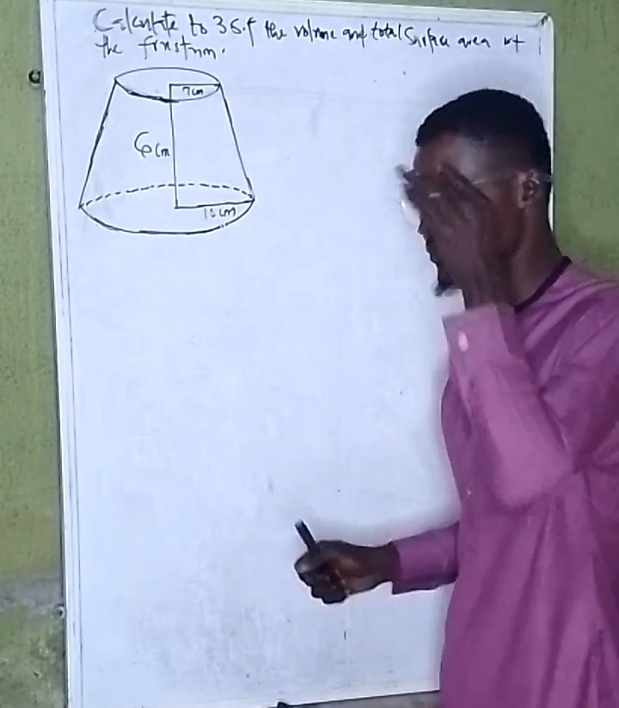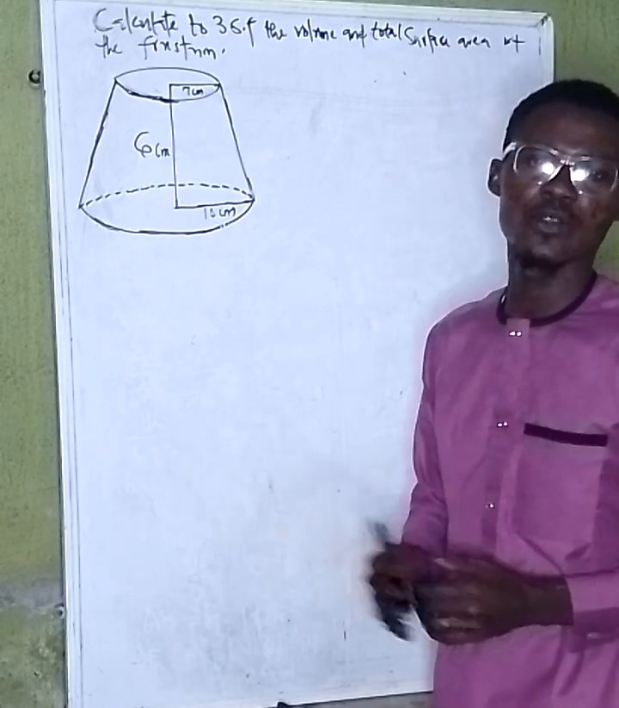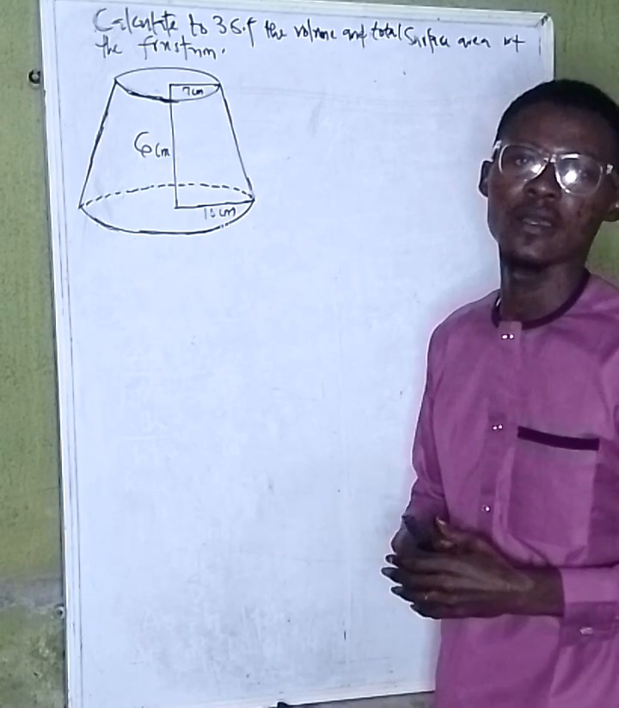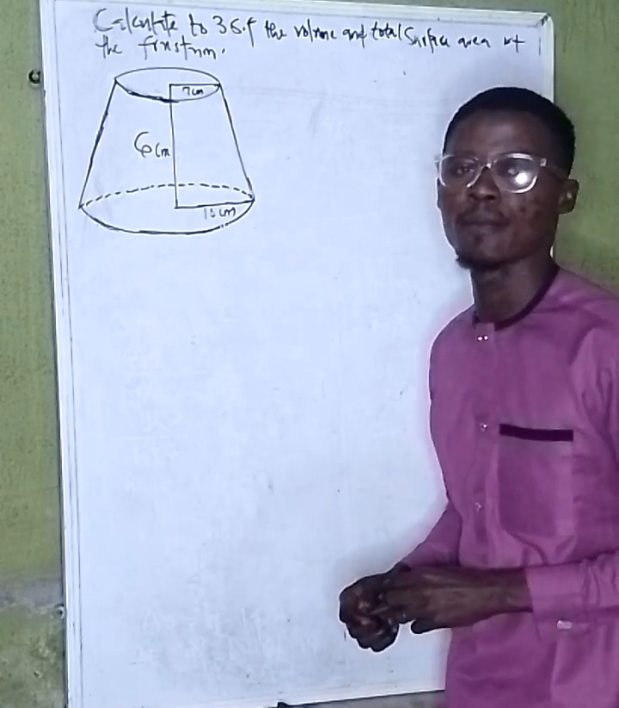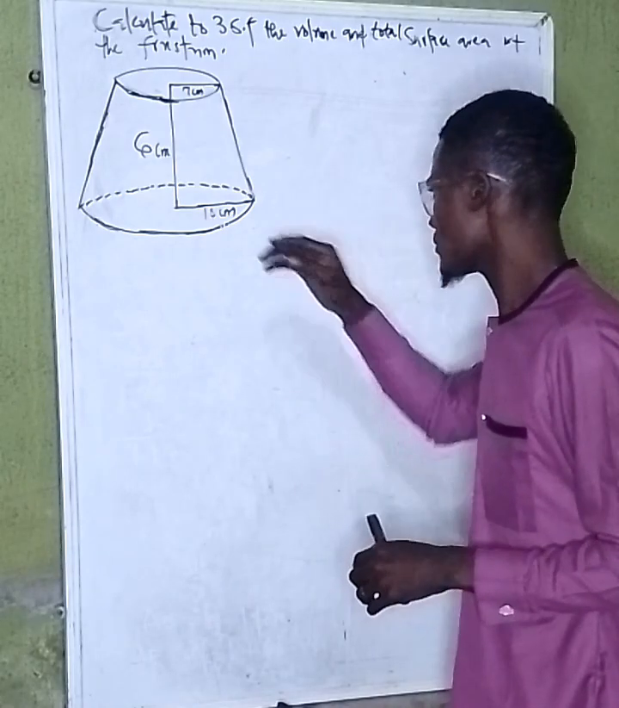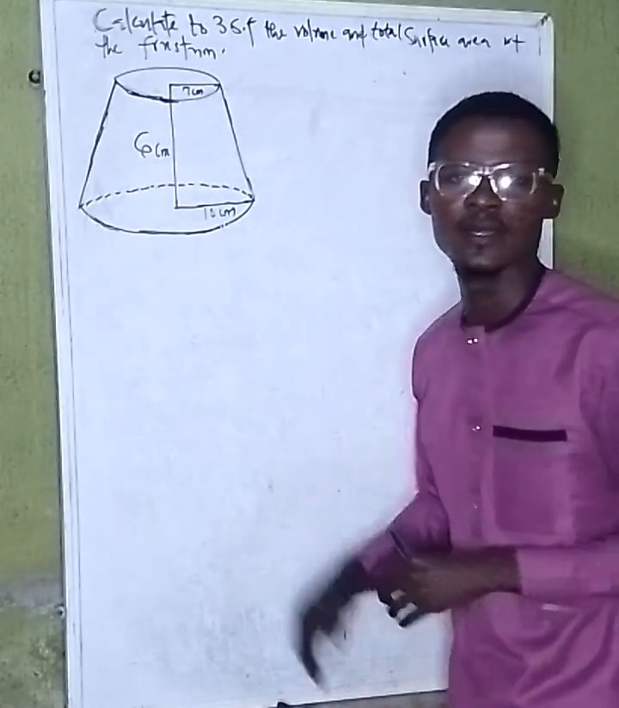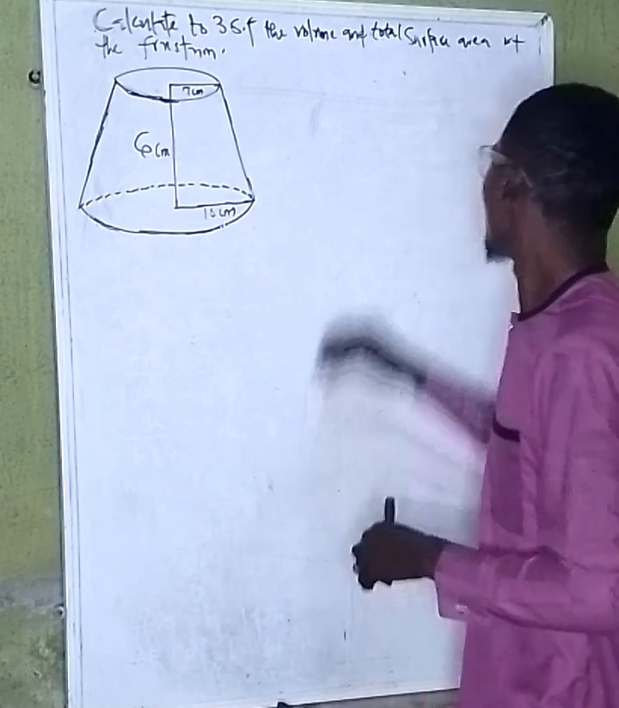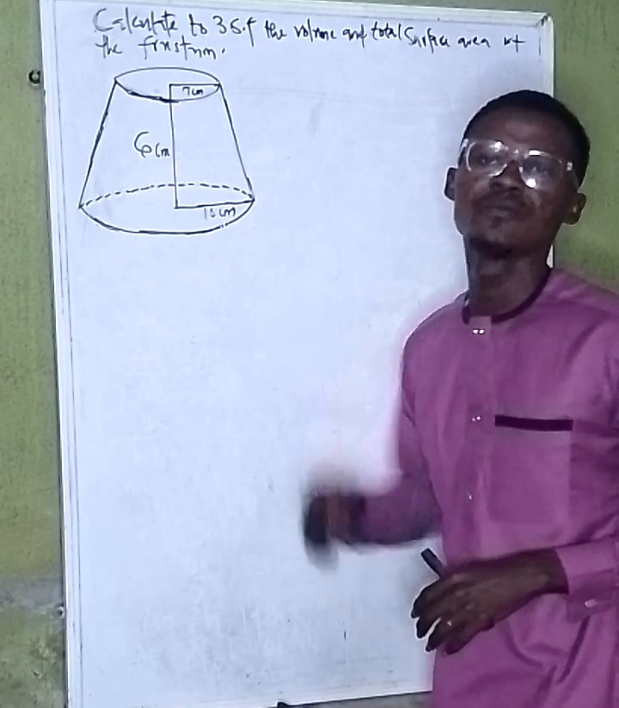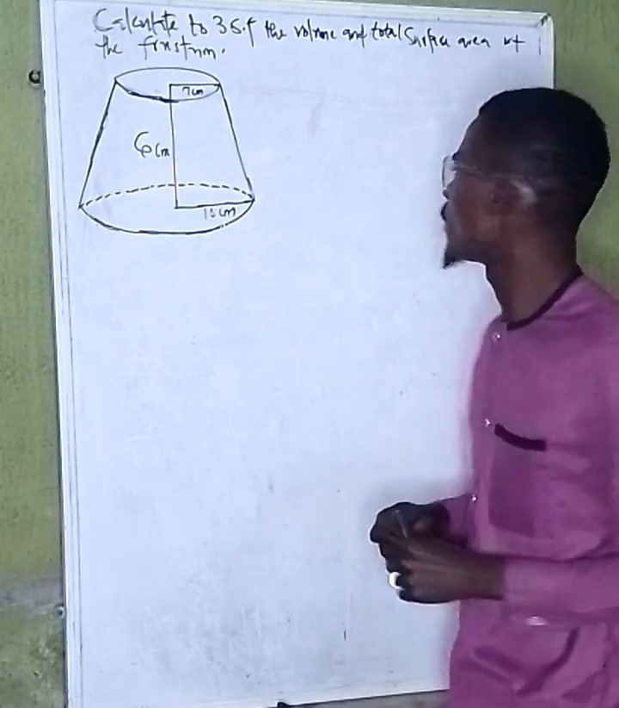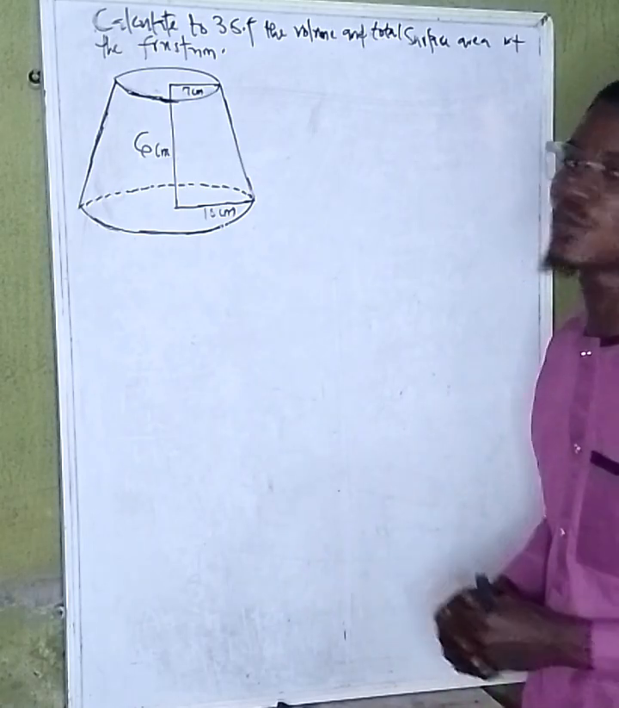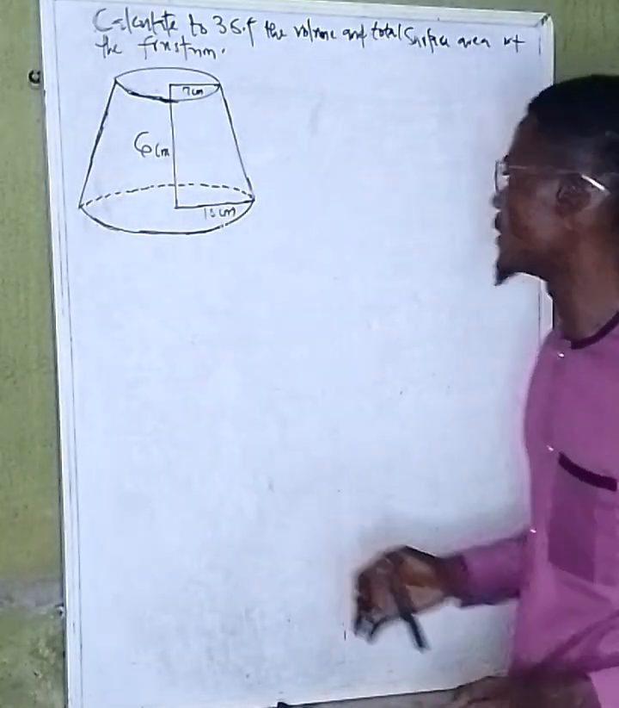Thereafter, using similar triangles, try to compare the bigger cone and the smaller cone together. You arrive at your answer. Don't forget, the formula for calculating the volume of a cone is 1 over 3 pi r square h. And the total surface area of a cone is the combination of the curved surface and the circular base. So let's just go and apply all that I've said in this problem.